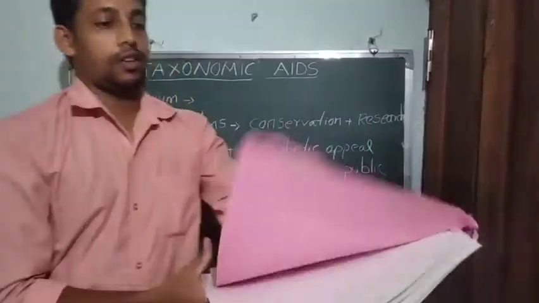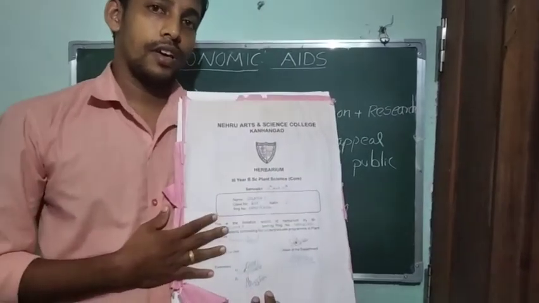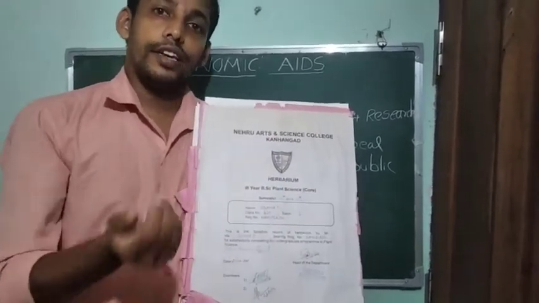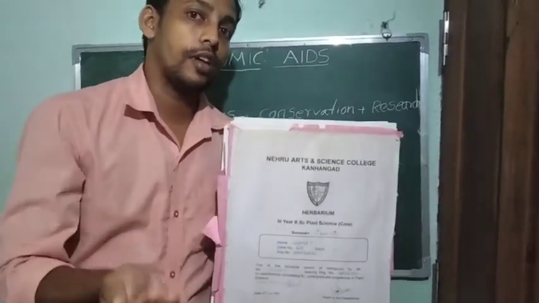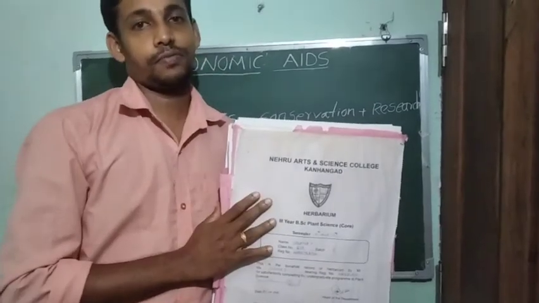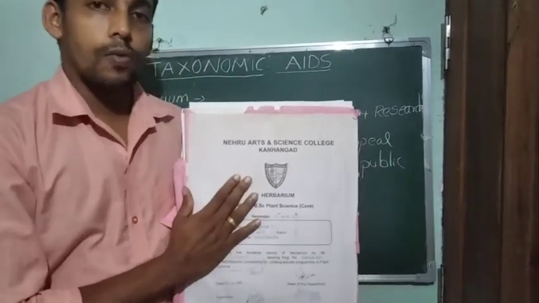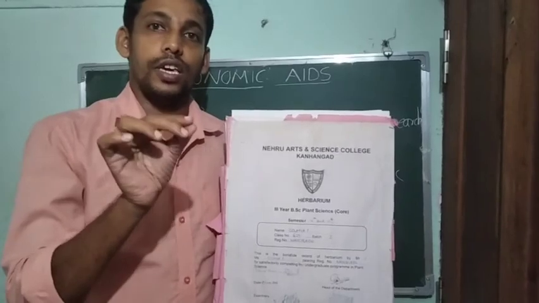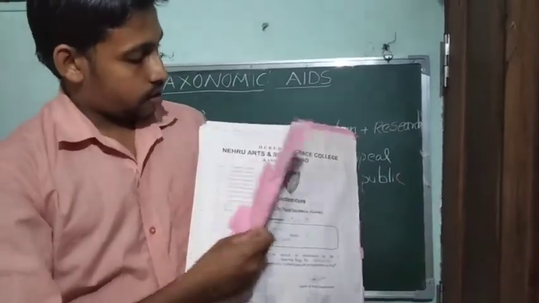Now just look here. This is a herbarium, and it was prepared by my wife during her degree course. What is a herbarium? It's a taxonomic aid. It is used to identify and classify organisms. So it's a collection of dried plants which are preserved on herbarium sheets. Let's have a look here.